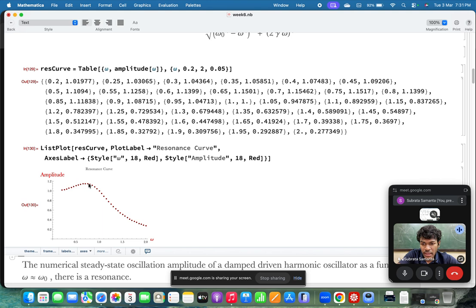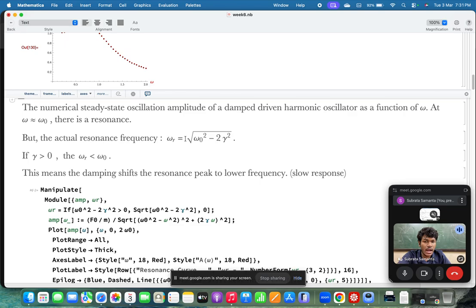Here the high peak is not at 1, right. It is shifted towards the left, because omega r is always less than omega naught. Since gamma is greater than 0, and there is also a gamma squared, omega r is always less than omega naught.